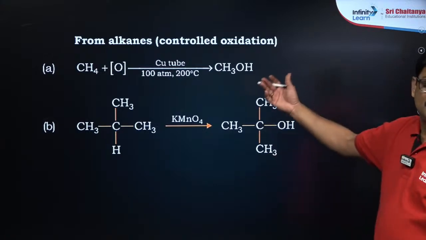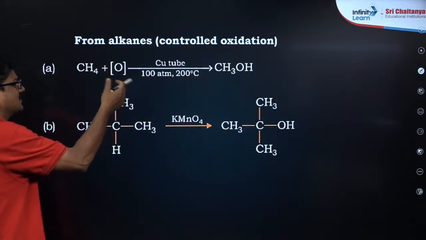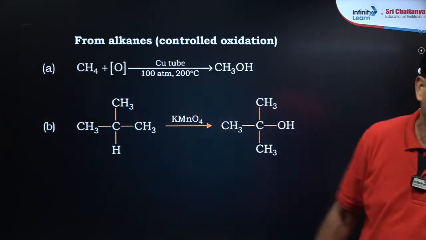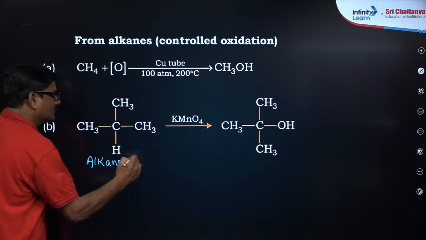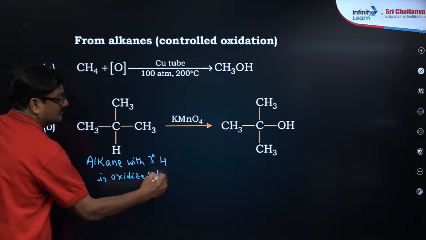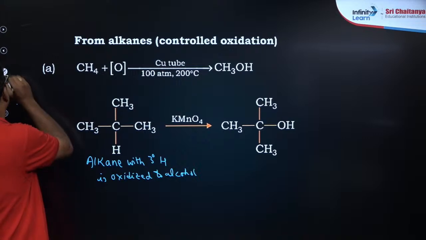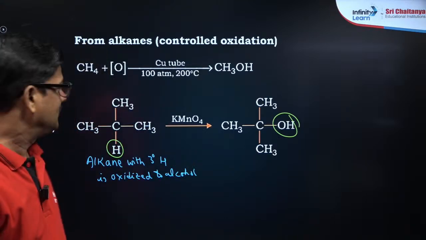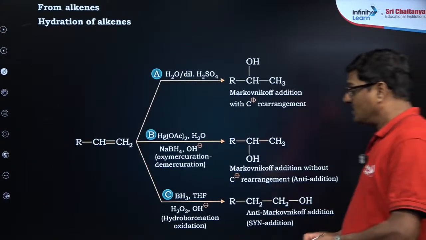So let's go ahead. From alkane, we prepare alcohols. When methane gas is mixed with oxygen and passed through a copper tube, it is going to give methanol. Commercial preparation of methyl alcohol is done by this method. Alkane with tertiary hydrogen, you can see the tertiary hydrogen here, is oxidized here. Got it? So any alkane reacts at the tertiary hydrogen. That's important here, right?